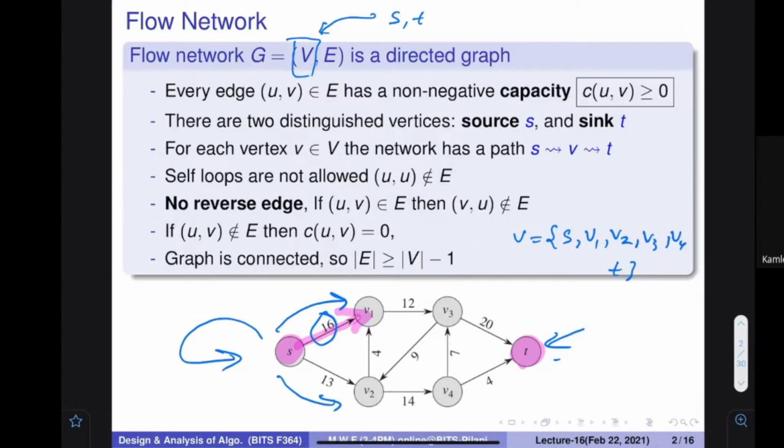So how much can you send? Can you find out? 16 plus 13 is how much? 29. So this is the maximum you can send. Okay. But everything is not dependent upon this immediate connection, because there are some other things. When you are sending 16 units, it is only reaching V1. When you are using 13 units, it is only reaching V2.